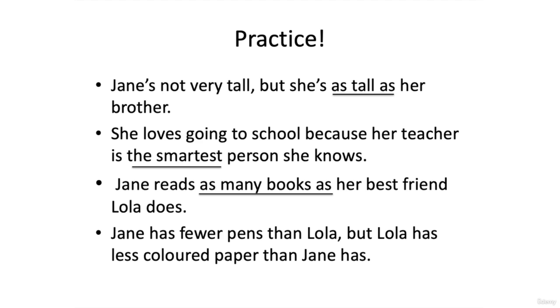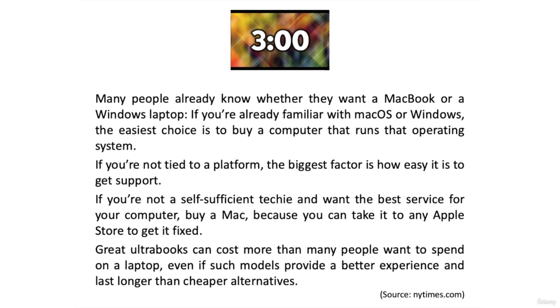Jane has fewer pens than Lola, but Lola has less colored paper than Jane has. In this sentence, we have two comparatives: fewer pens than, less colored paper than. You can recognize the comparative by the word than. Great work! Another practice finished.